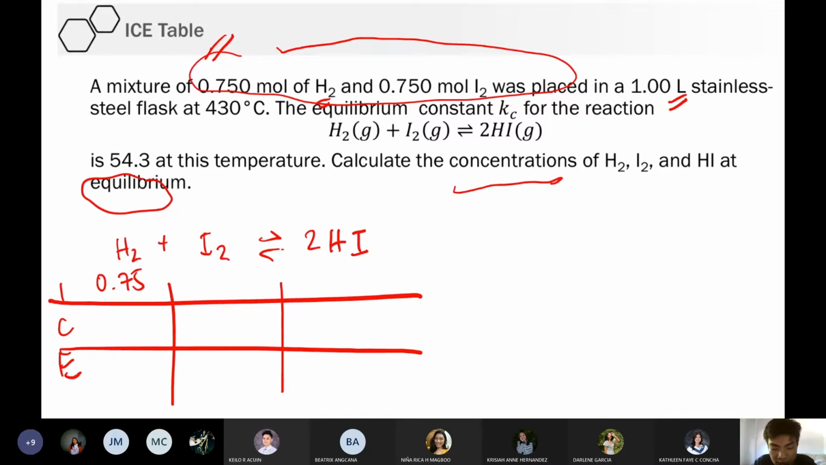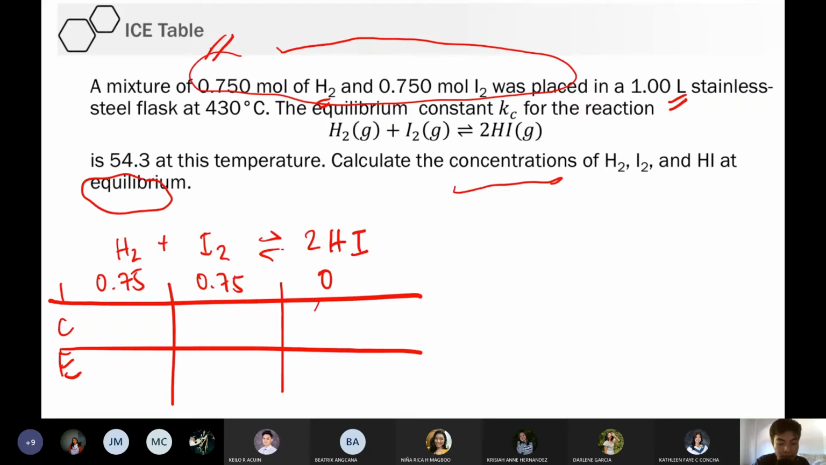That will give us 0.75 molar. For HI, we do not have any figures for that, so that means it is 0. If your problem didn't state the species, then it is 0 on the ICE table. So that's the I. We have 0.75 molar for hydrogen gas, 0.75 molar for iodine, and 0 molar for HI.